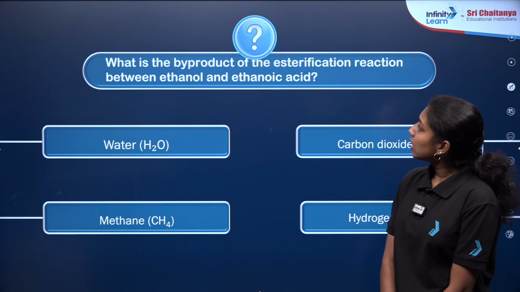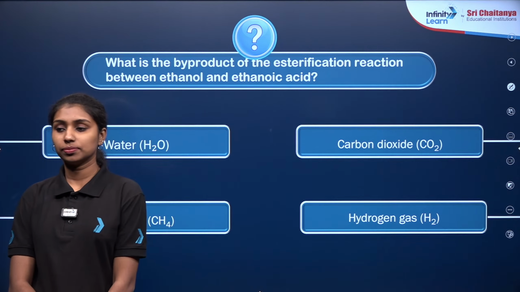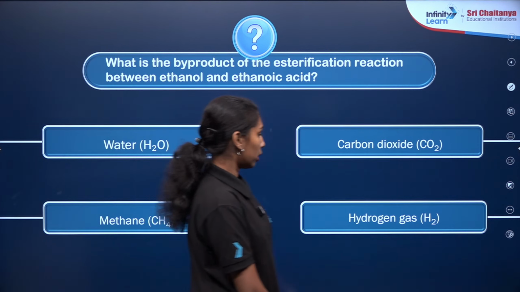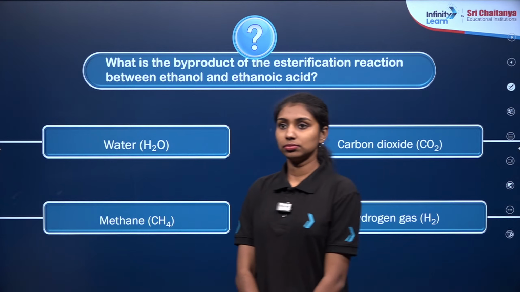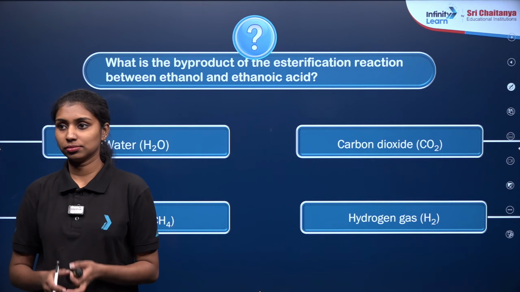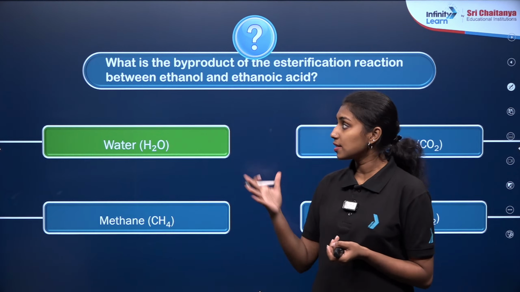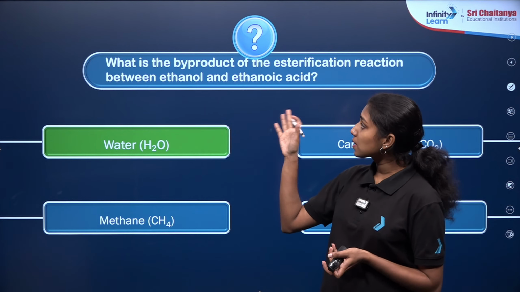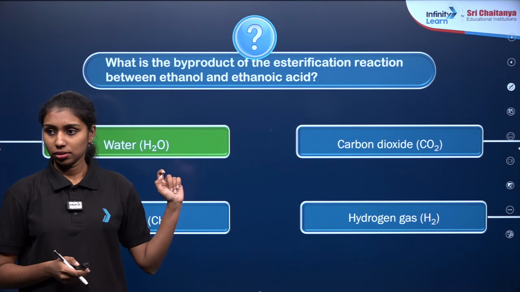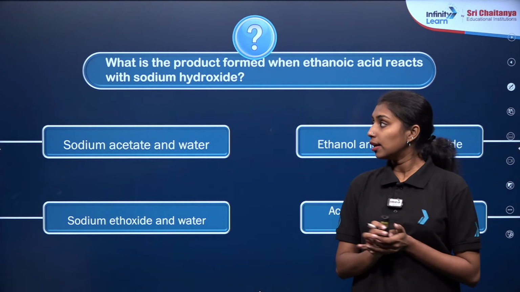What is the byproduct of the esterification reaction between ethanol and ethanoic acid? Read the question carefully. It is asking about the byproduct, not about the major product. Yes, water will be our product, right? Whenever we are treating ethanol, CH3CH2OH, plus CH3COOH, ethanoic acid, it will produce ethyl ethanoate as well as a water molecule. So option A will be our correct answer. Here is our next question.